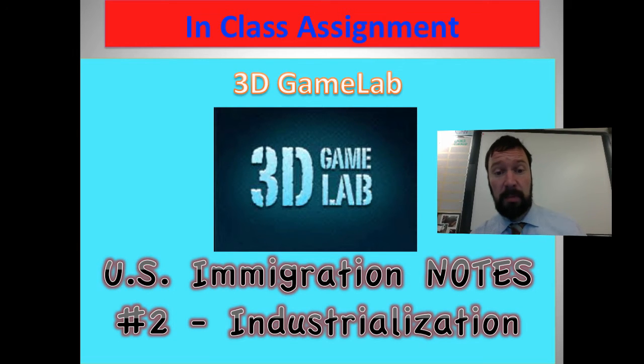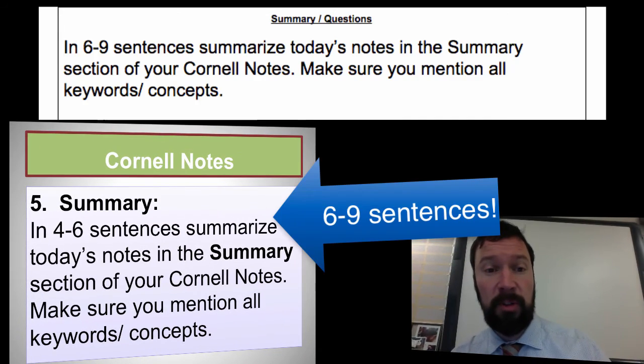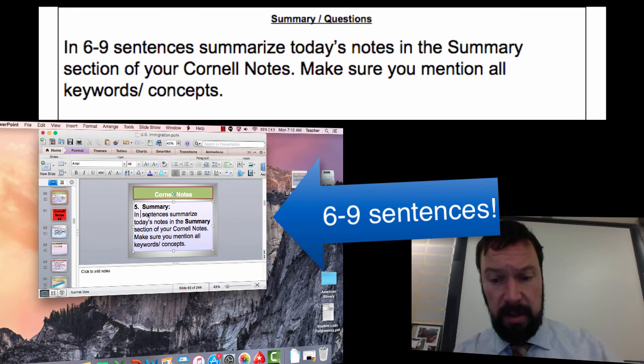I gave you the concept. Now you need to finish this off by going to 3D Game Lab, U.S. Immigration Notes, number 2, Industrialization. So let's head back there. And of course, don't forget your summary. Let's not make a mistake: this is 6 to 9 sentences from now on. You're welcome.